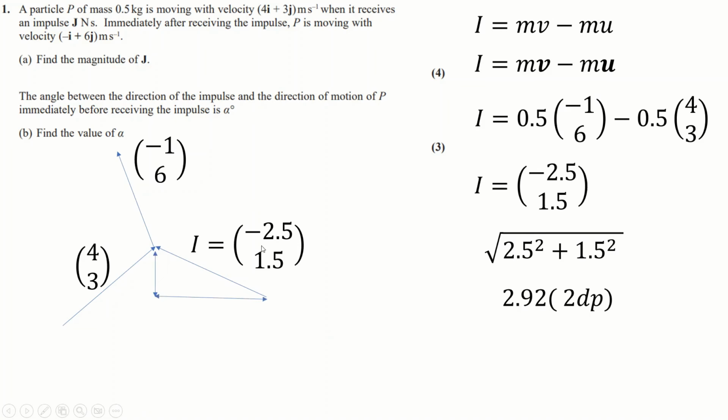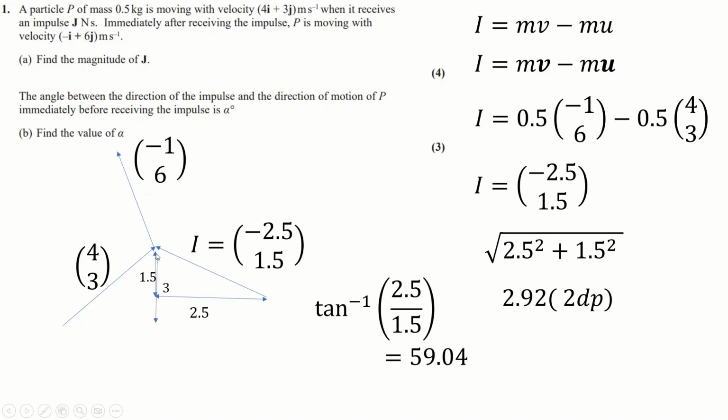So this vector means it's going 2.5 across for every 1.5 it goes up. So I can do some tan inverse of this over this to find this angle here, which is that. And then I can do a different triangle here. This is 4 across, 3 up, isn't it? So that's 3 up here and then 4 across there. And I can do tan inverse of 4 over 3 to find this angle.